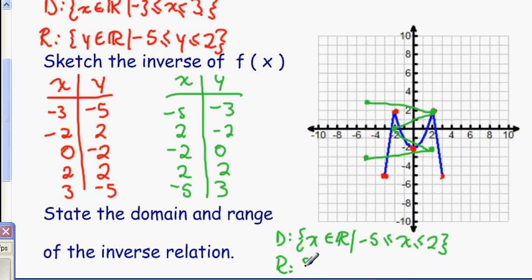And the range was the original function's domain, so the range is -3 and 3. So the domain is still x, the range is still y, but the restrictions have switched from the original one. And if you double check with the graph, our range goes from -3 up to +3.